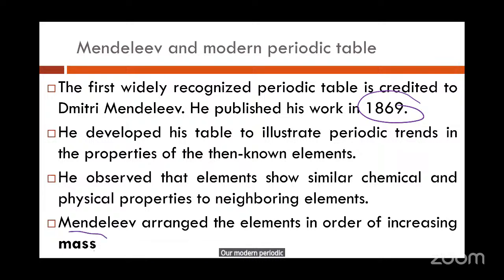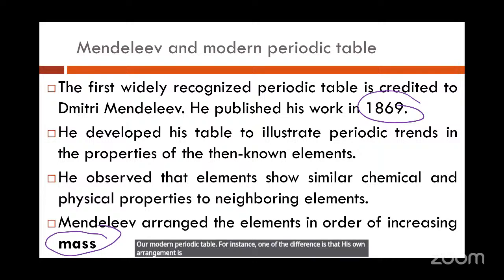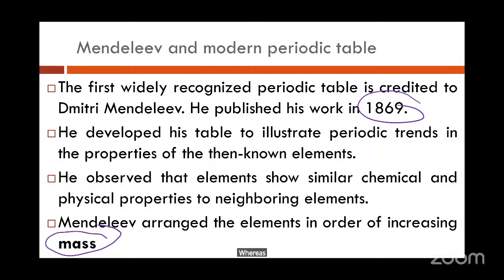For instance, one of the differences is that his own arrangement is based on increase in mass, whereas the current one is based on increase in atomic number. So all these are what you're expected to know, and so go through all these yourself.